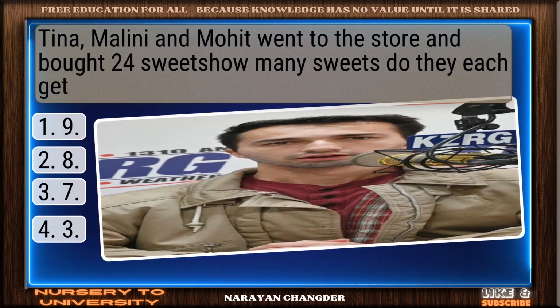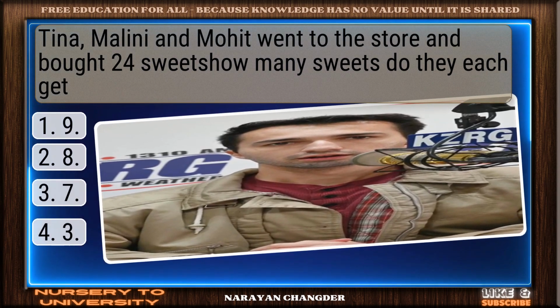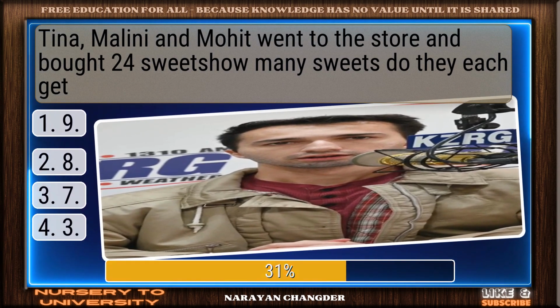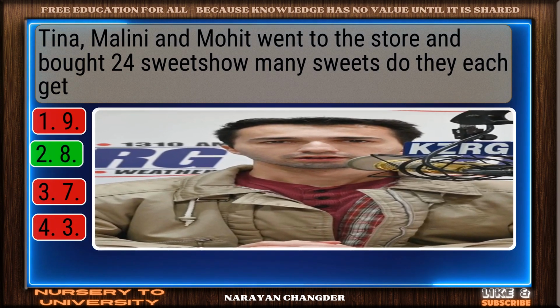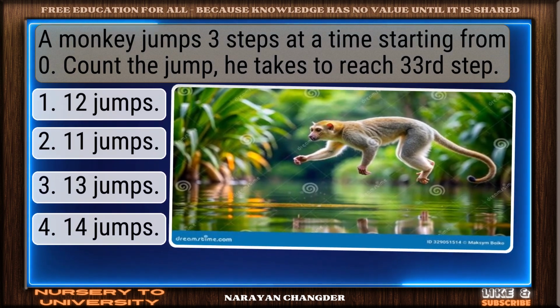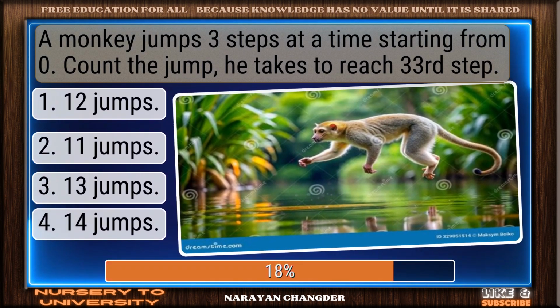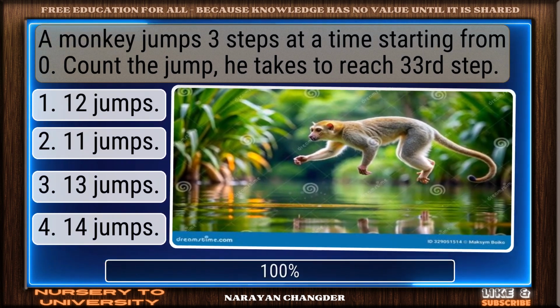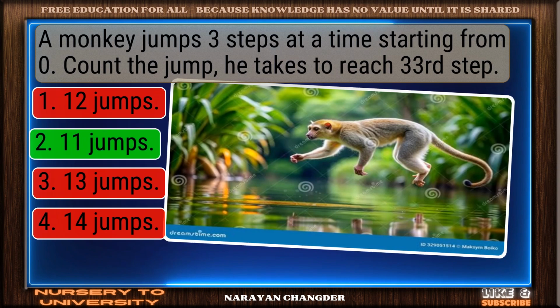Tina, Malini and Mohit went to the store and bought 24 sweets. How many sweets do they each get? Nice work. You chose 8 and it is correct. A monkey jumps 3 steps at a time starting from 0. Count the jumps he takes to reach the 33rd step. Great job. 11 jumps is the accurate answer.